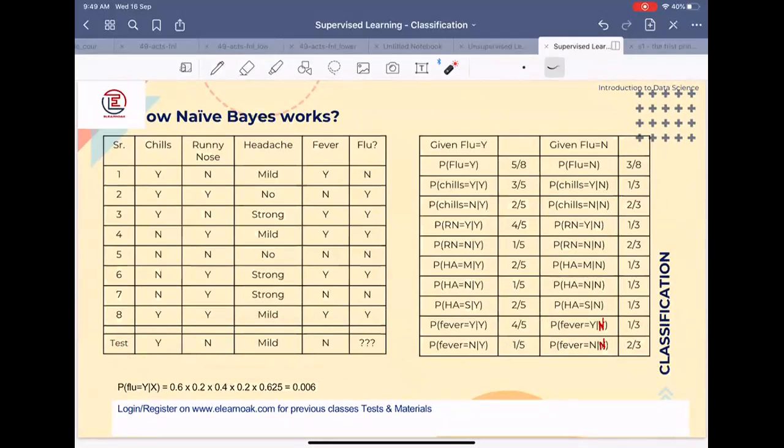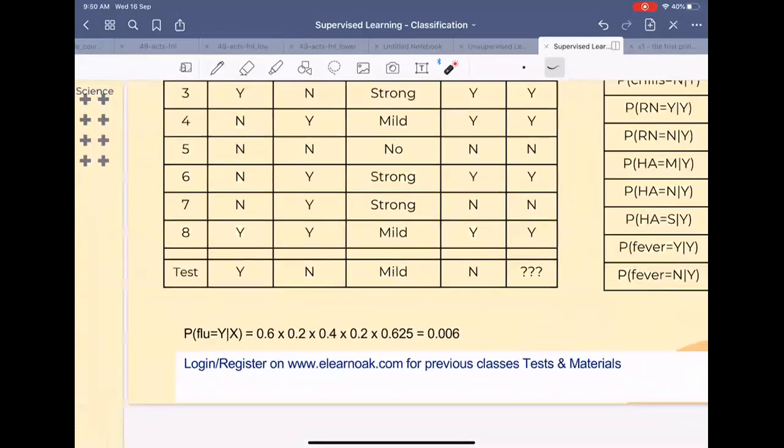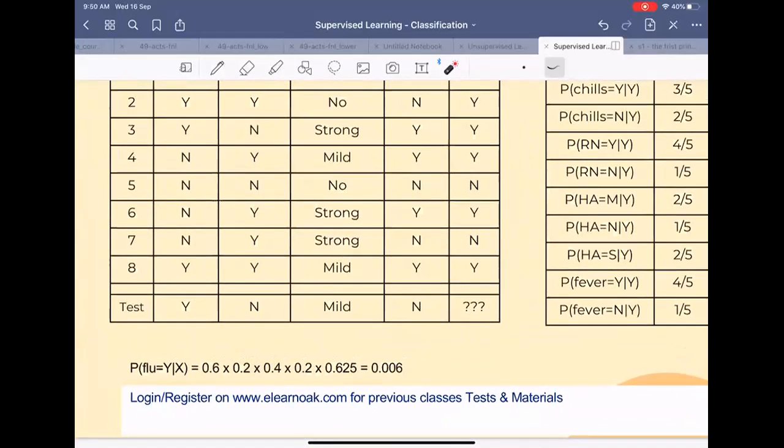So for this test term, what is the probability that I have chills as yes, runny nose as no, headache as mild, fever as no. What is the probability that I have flu? So I have 2 examples. One is when flu is yes, the other is when flu is no. Sadly, while editing this slide, I copied this part on my answer, so I have not evaluated it. But let me do the first part, and the second part I will verify from my slide and get back to you.